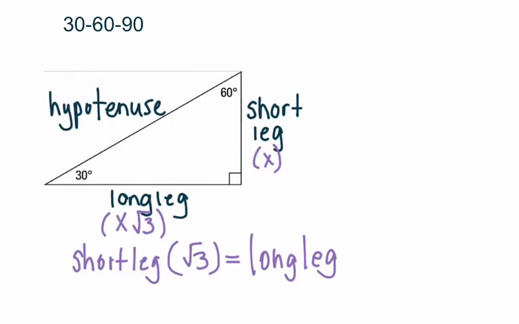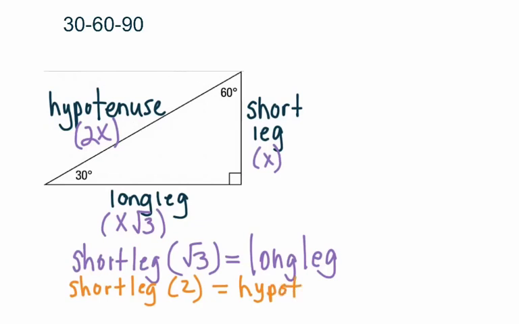And then for the hypotenuse, it's going to be the short leg times 2. So our hypotenuse is going to be 2 times x. Or we could think short leg times 2 is equal to the hypotenuse.